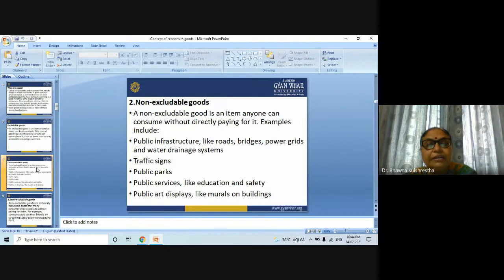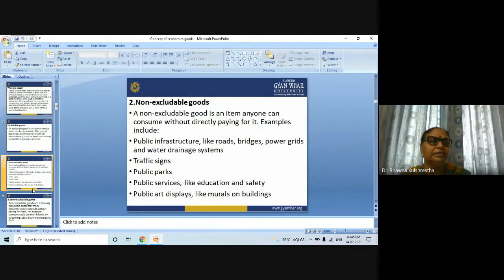Traffic signs, public parks, public services like education and safety, public art displays like murals and buildings. These are the non-excludable goods examples. Many non-excludable goods are built and maintained through public funds.